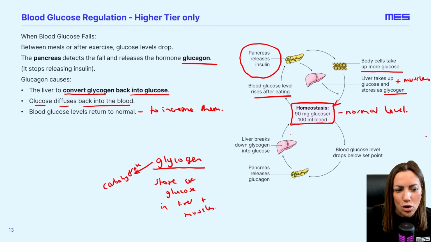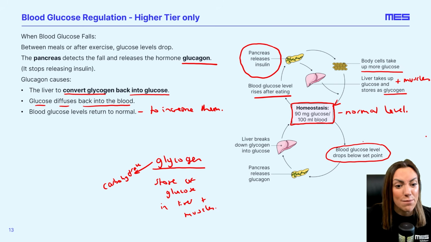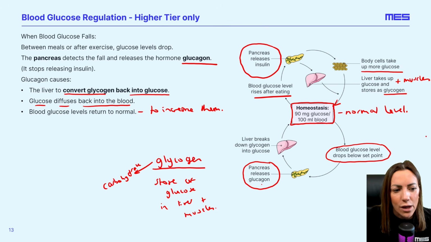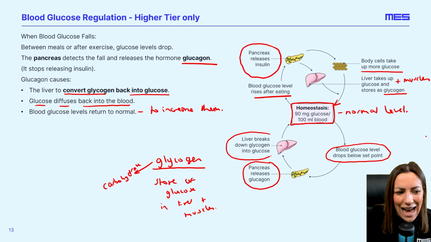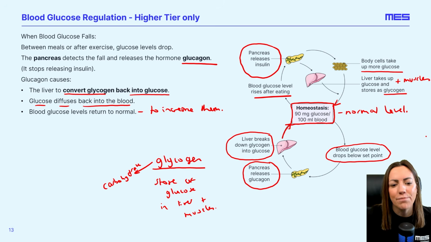The other side of the story, which is higher tier only, if your blood glucose level drops below a set point, so maybe you've been exercising and using up a lot of glucose, that will be detected by the pancreas, but the pancreas will release the hormone glucagon because the glucose has gone from your blood, it's too low. Glucagon causes the liver to break down glycogen back into glucose. The glucose diffuses back into your blood to bring your blood glucose level back up to normal.